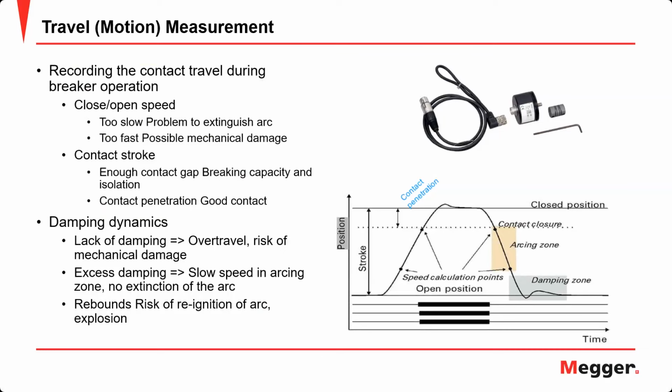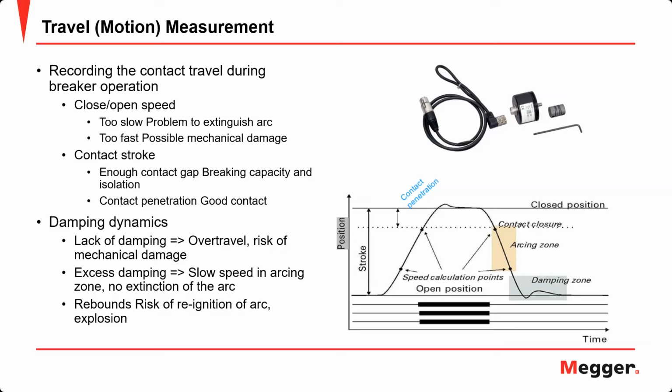The next test that we'll talk about, which is often neglected or overlooked, is motion measurement. It is a very important test as it gives us information about our breaker that the timing test does not. This test is done by measuring the contact travel during operation using transducers that convert the movement into a measurable signal. It gives you a graph that we can get information from, like closing and opening speed. If the movement is too slow, this might cause problems with extinguishing the arc. If it's too fast, it might cause mechanical damage.